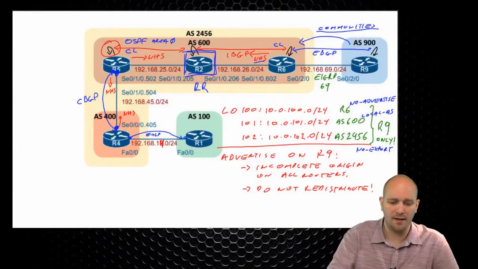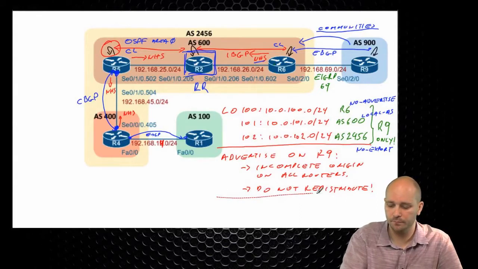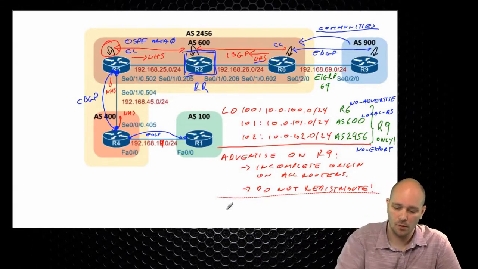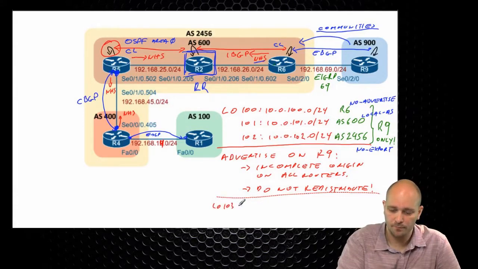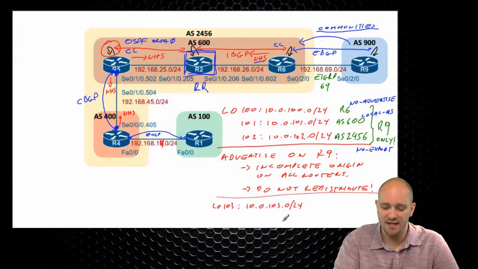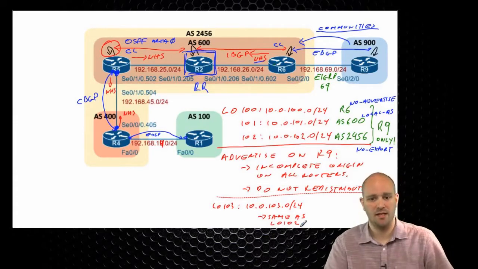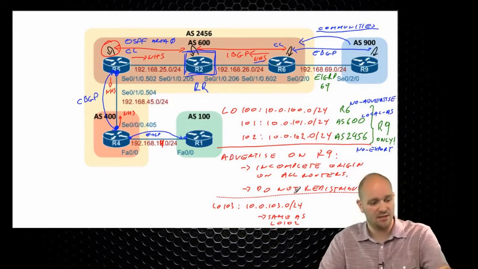Let's add loopback number 4. So this fourth loopback that we are going to add on R9 is going to be loopback 103 and let's say 10.0.103.0/24. Now I want this loopback interface to have the same behavior as loopback 102. So I want to have the no export community set and I want it to be advertised there. So the solution for this task should be relatively simple.